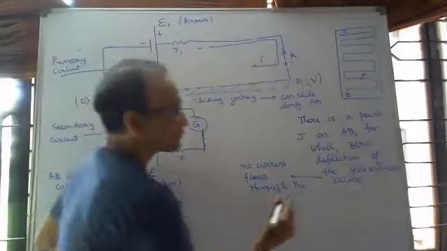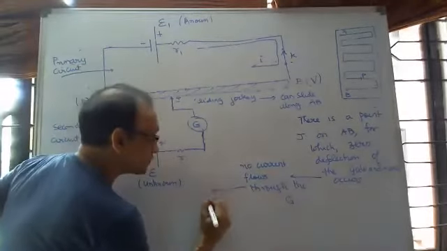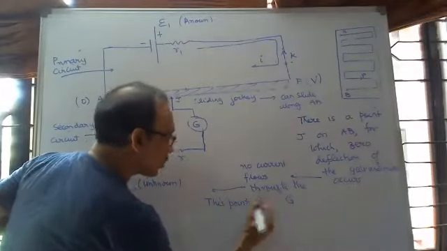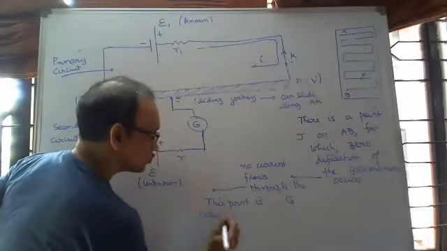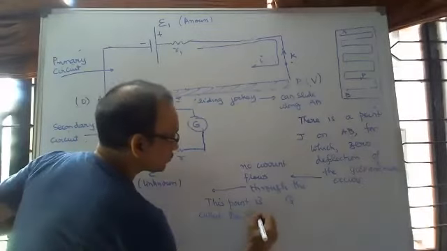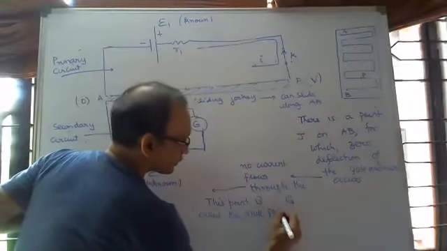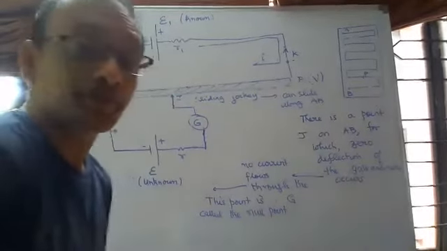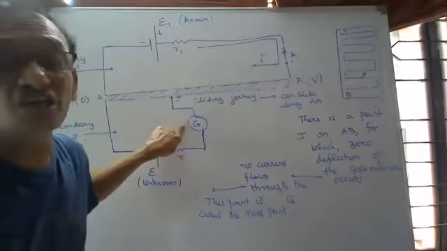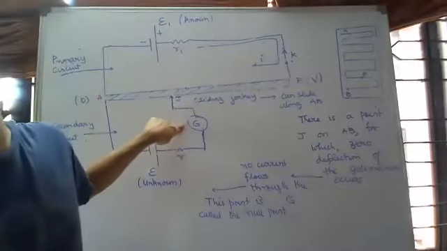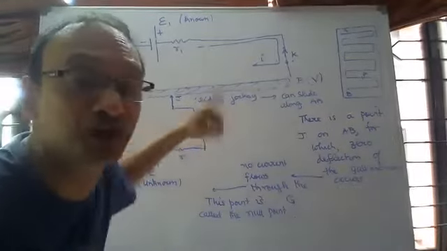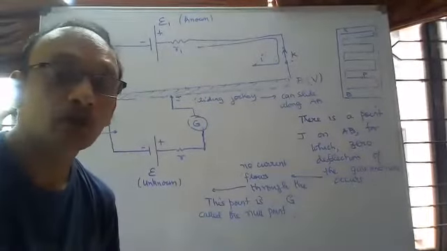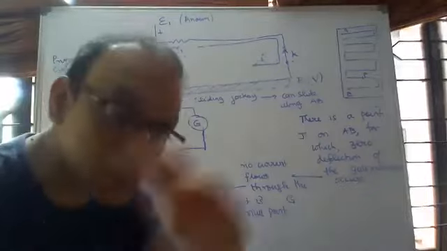This point is called the null point. Point that will result in no flow of current through the galvanometer, zero deflection of the needle of the galvanometer. एक point है यहाँ. There is a point for which the galvanometer does not deflect.